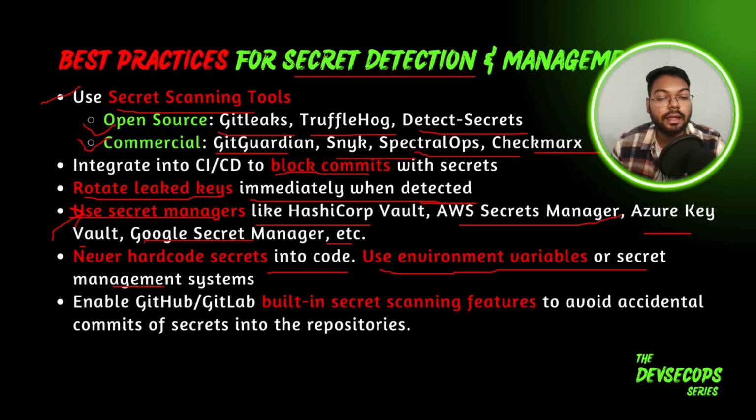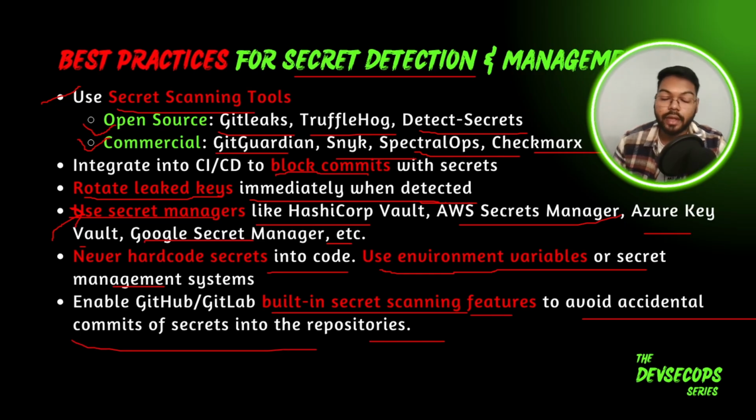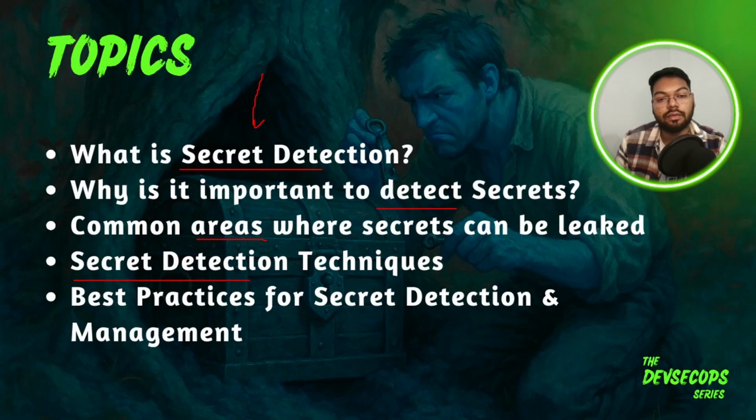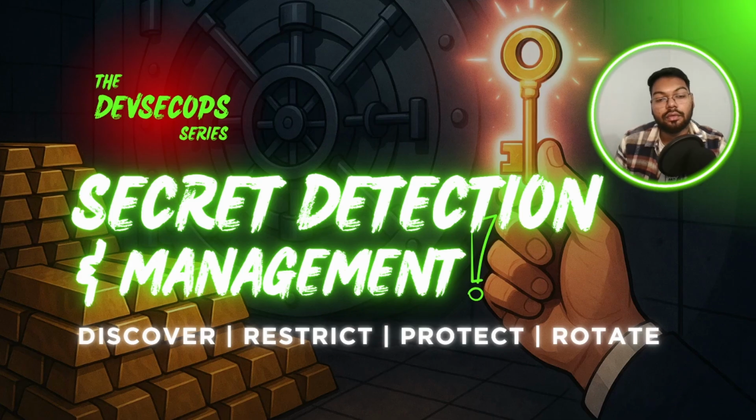Then enable GitHub and GitLab built-in secret scanning features to avoid accidental commits of secrets into the repositories. We have already seen this feature in our GitHub Advanced Security topic, and you can find it in our DevSecOps playlist. So that's all about secret detection and management. I hope you got the importance of detecting secrets. If there is a treasure that you have and you give someone the key to unlock it, then God forbid what would happen. You are already aware of the consequence.